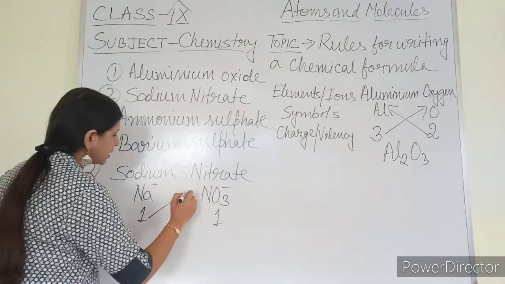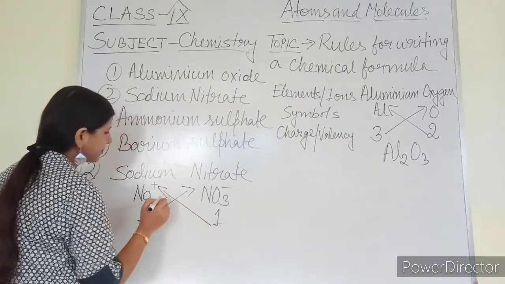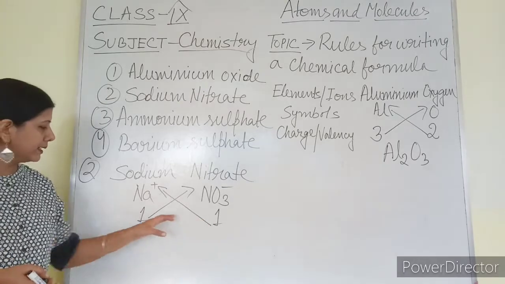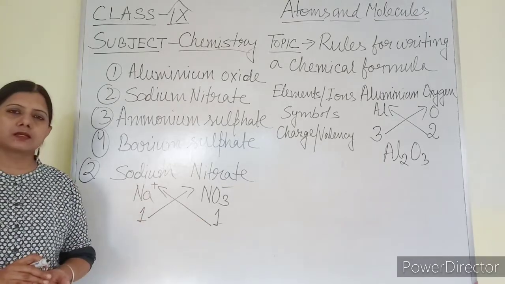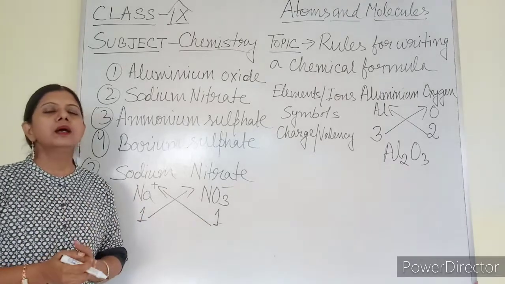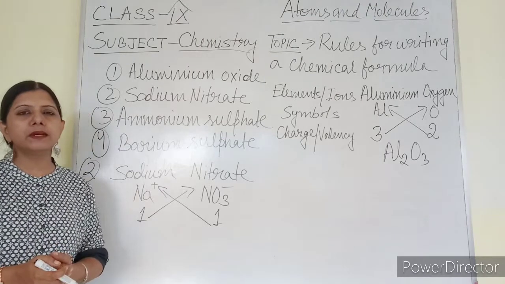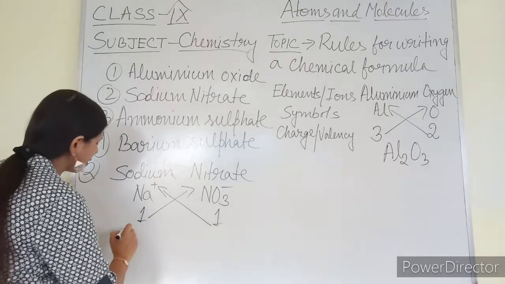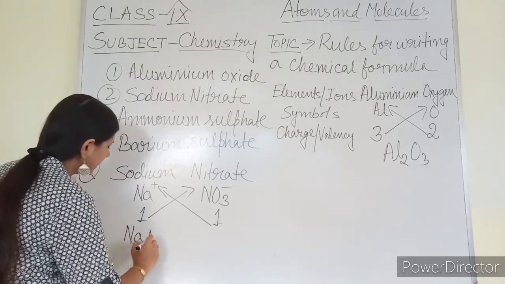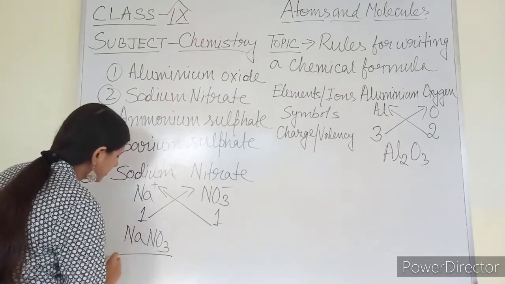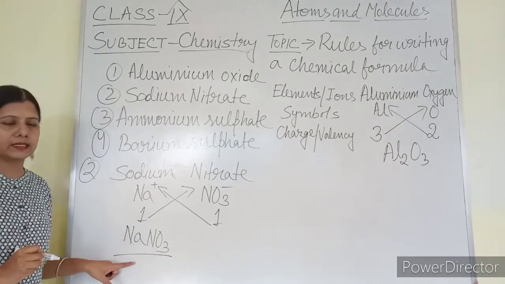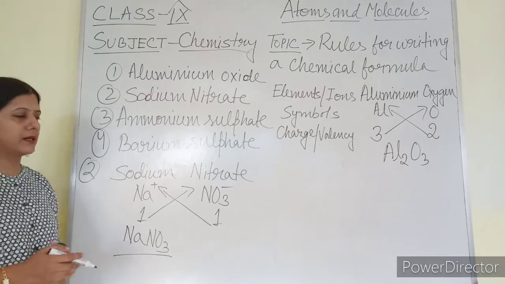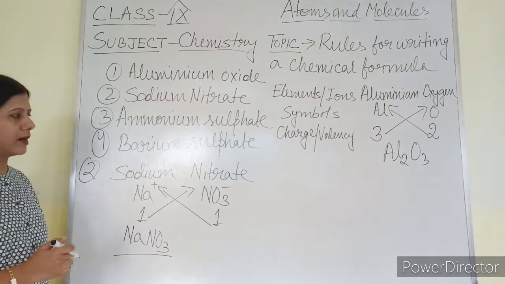So if I cross multiply sodium nitrate, what are you going to get? 1 here, 1 here. Both 1s are cancelled. When there is only one atom of a particular element in the compound, we generally don't write any number. So what formula are we going to get? NaNO3. This is the formula of sodium nitrate. Because both have valency 1, they can be cancelled. I can cancel 1 and 1.